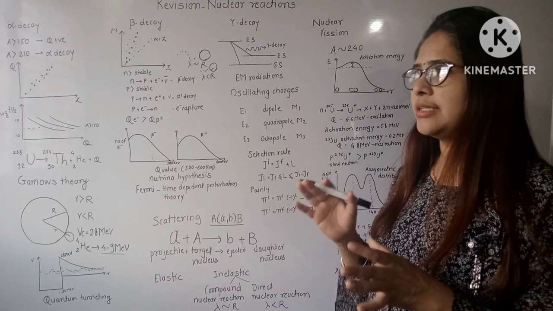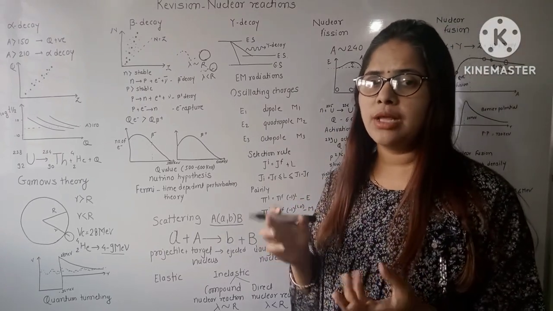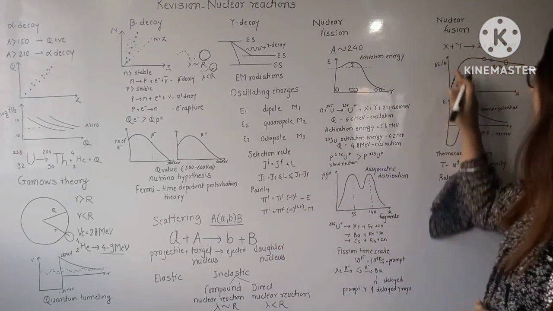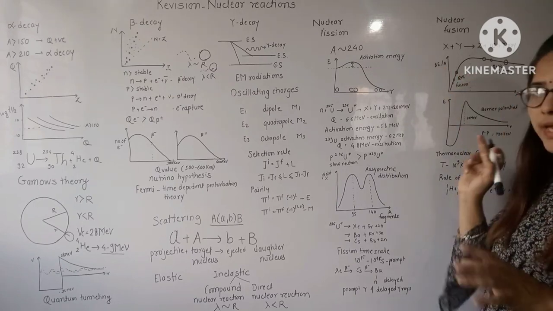Now we know that these nuclear fission and nuclear fusion reactions can be understood by the binding energy graph. So this is the graph of the binding energy per nucleon versus the mass number A.